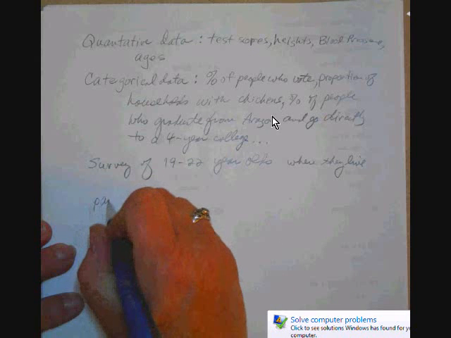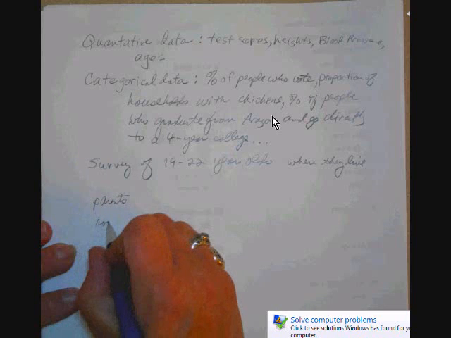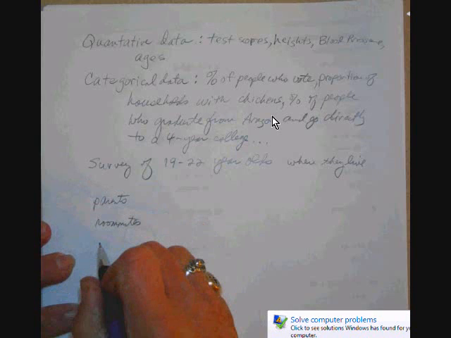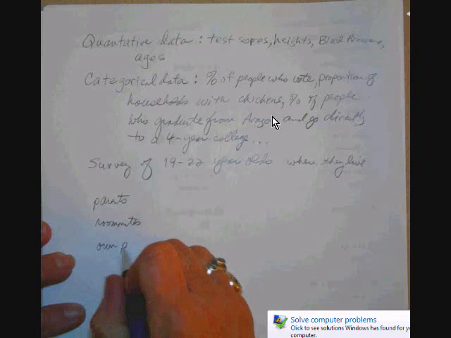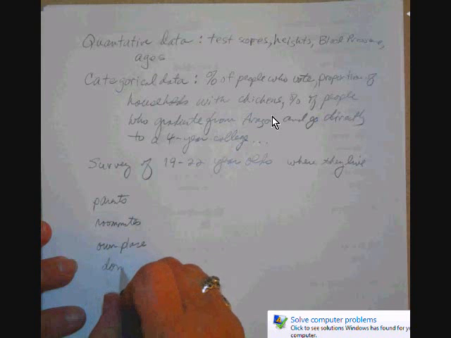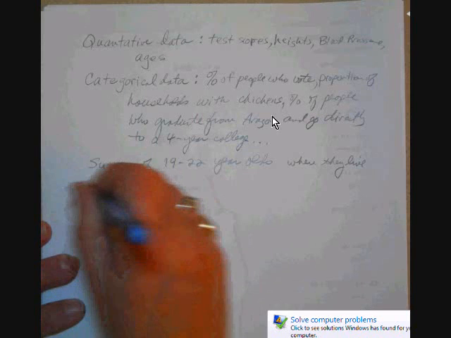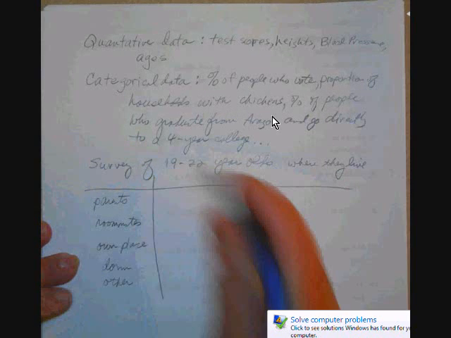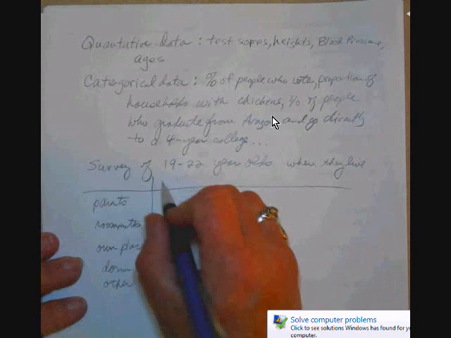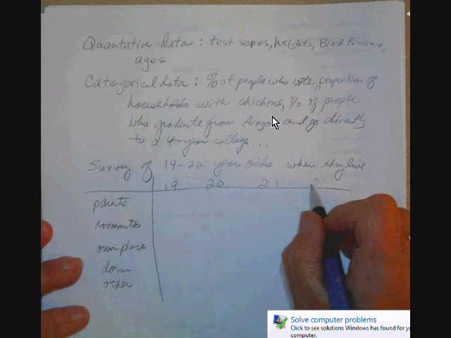So parents, with roommates, own place by yourself, or in a dorm. And then we're going to leave room for other living situations, where the numbers were so small that we didn't record them anyway. And we're going to look at 19-year-olds, 20-year-olds, 21-year-olds, and 22-year-olds.